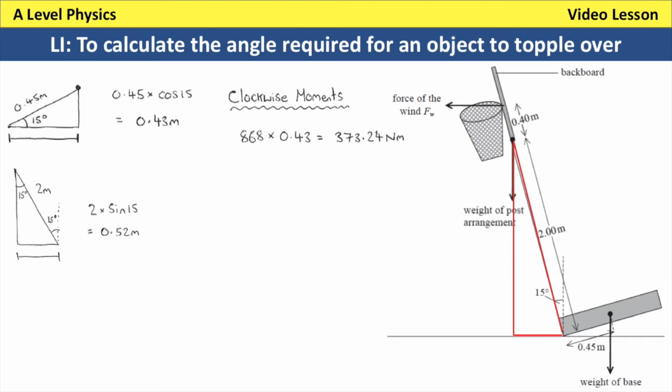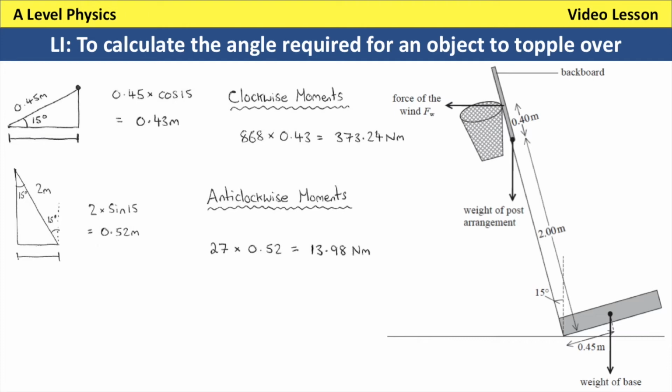I know that the hypotenuse of the triangle is 2 meters, and by the Z-angle law from maths, if you remember that from GCSE, because the angle between the vertical and the post is 15 degrees, I can see that the angle inside that triangle is also 15. This time I'm working out the opposite side, so we'll do 2 multiplied by sine 15 to give us a perpendicular distance of 0.52 meters from the line of action of the weight to the pivot point. We now multiply that, of course, by the weight of the post arrangement, which is 27 newtons, and that comes out as 13.98 Newton meters.